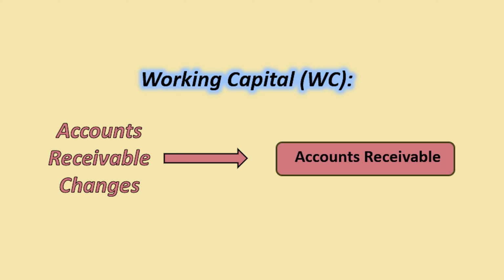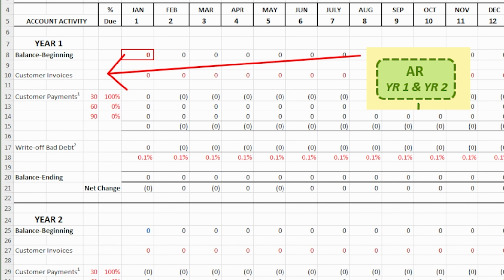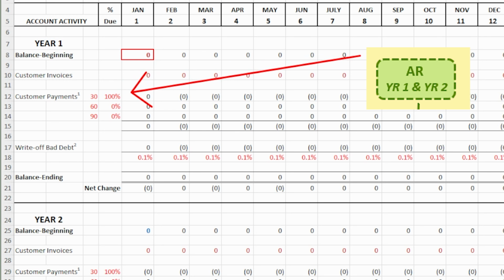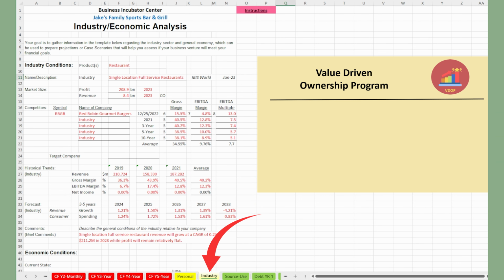Accounts receivable changes are calculated on an accounts receivable tab, very similar to inventory. Invoices for customers are input, and payments received from customers are input. And this is done for year 1 and for year 2.